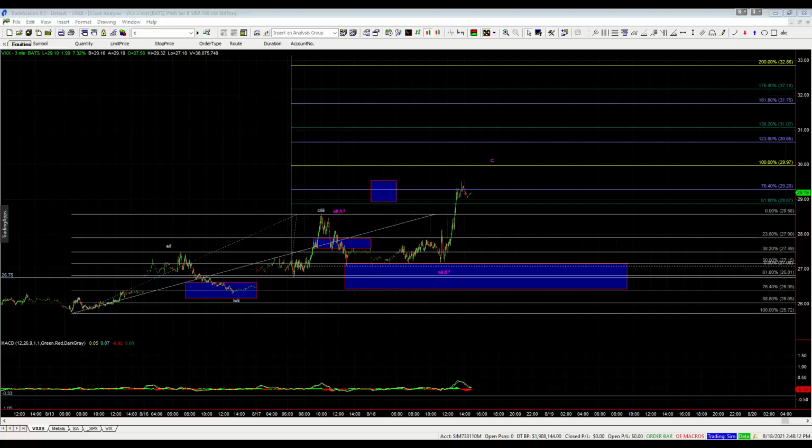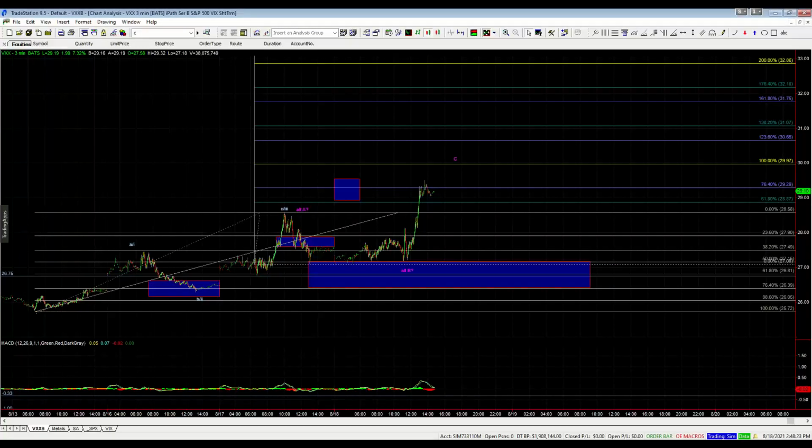What is the deepest extension of the A wave possible? The C wave of the A wave can extend to 161.8. A 200 extension is not uncommon, especially in bearish markets.